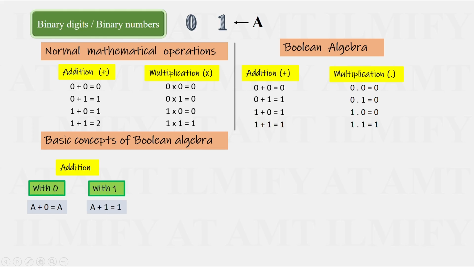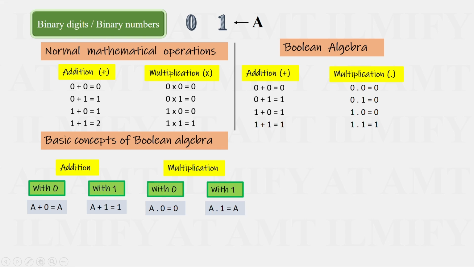When it comes to multiplication, it's simpler because binary multiplication is same as normal multiplication. A and 0 is 0 because anything multiplied with 0 is 0. Similarly, A and 1 is A because anything multiplied with 1 is itself. You can verify here. The first two cases are for A and 0. The second two cases are for A and 1.